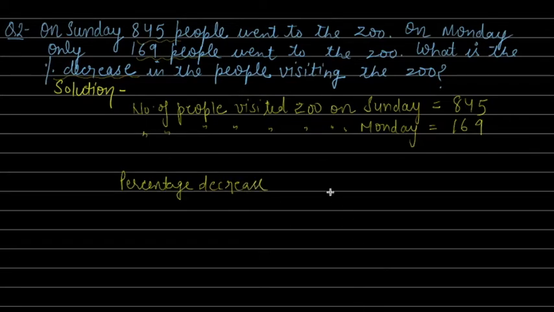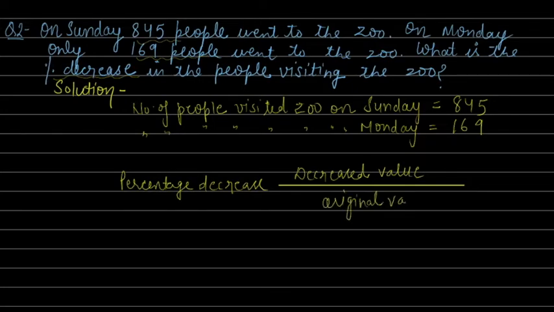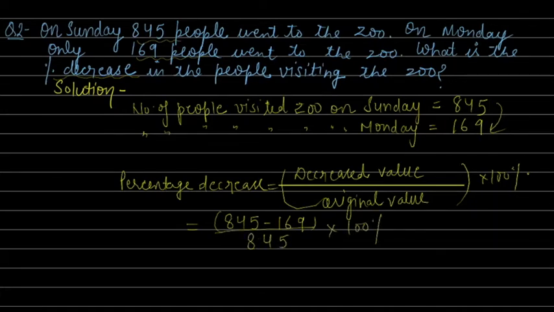How do we write the percentage decrease formula? Percentage decrease will be decreased value, and then in the denominator we have original value, into 100%. Now decreased value means what? 845 minus 169. We will see by what number the value has been decreased. How much was the original? Original was 845 into 100%, right?